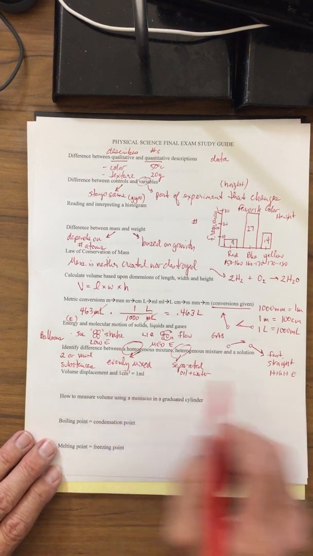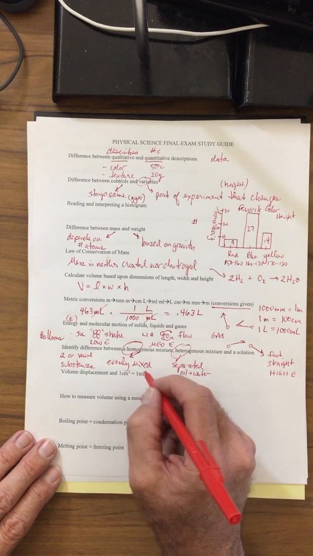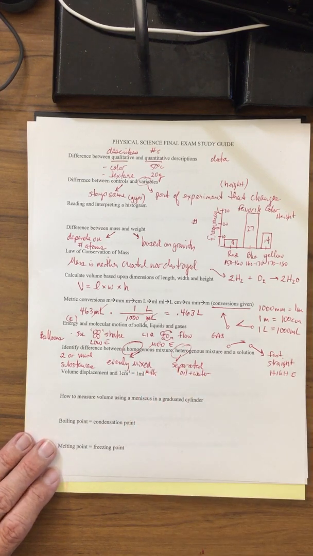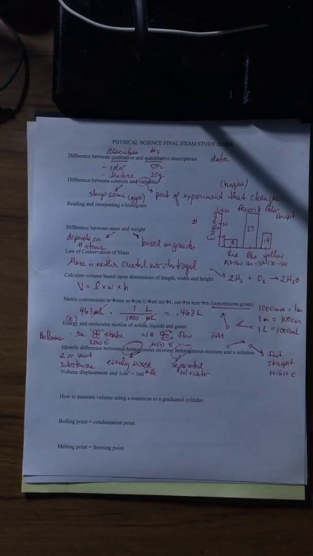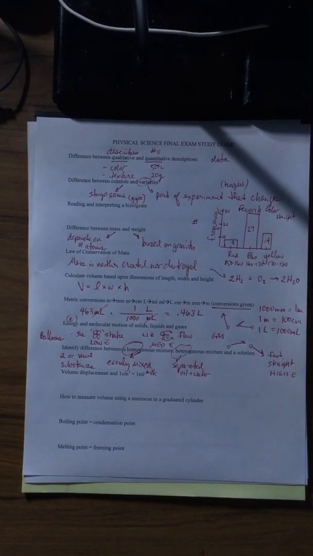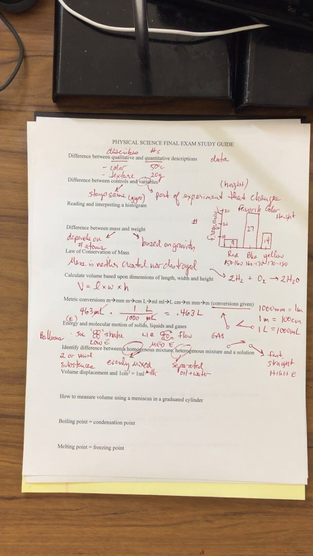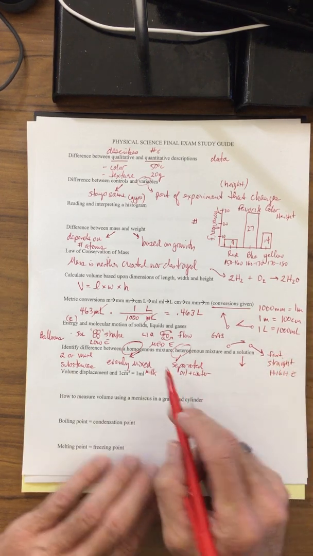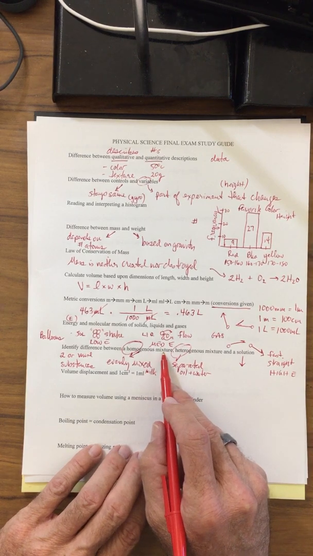However, homogeneous, evenly mixed, this would be like your milk. Milk has pretty much the same consistency. It's filled with water and proteins and sugars and fats all evenly mixed together. And a solution is a homogeneous mixture because they're evenly mixed.